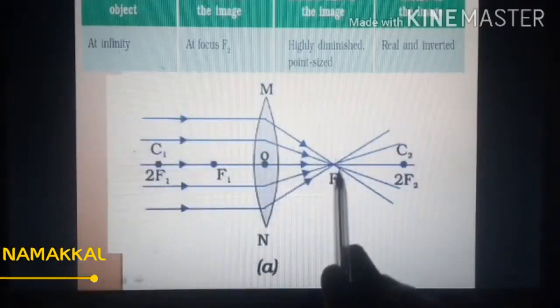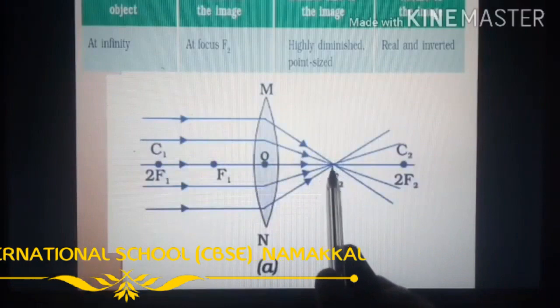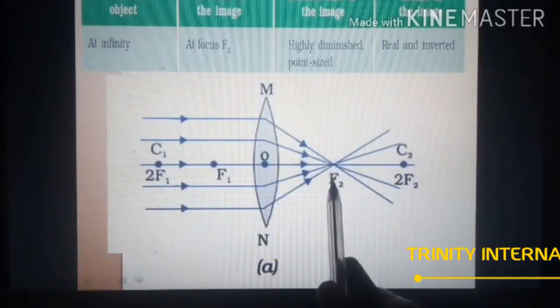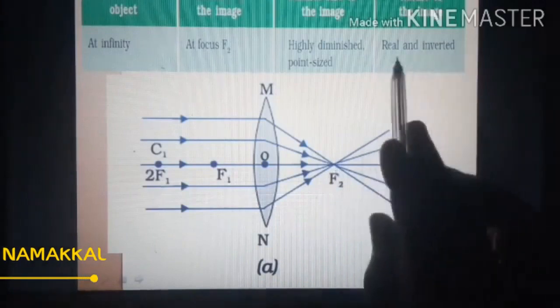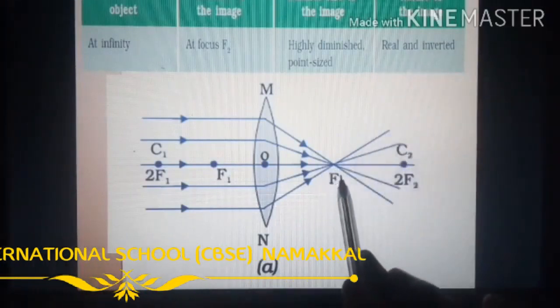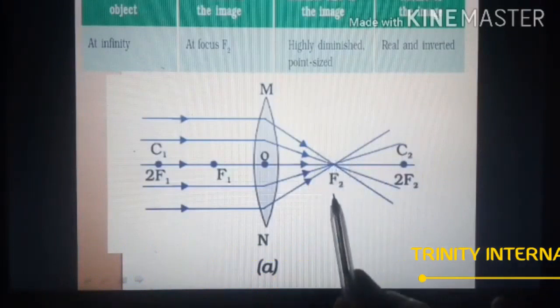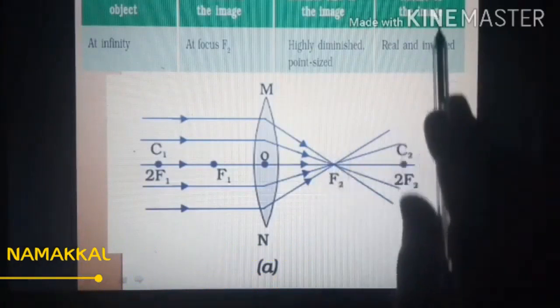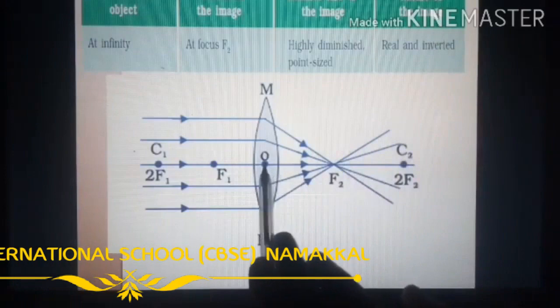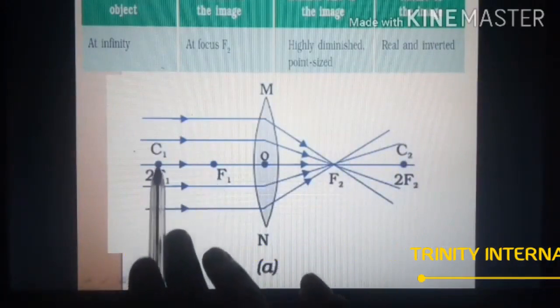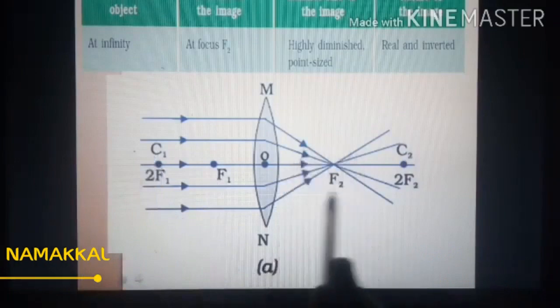This image will be very, very small, point sized, that is, highly diminished. It is a real and inverted image. Real means we can view the image on a screen, and it is inverted. So this is the nature of the image. Here O is the optical center, F1 is the principal focus, and 2F1 is called the center of curvature. So this is the first ray.